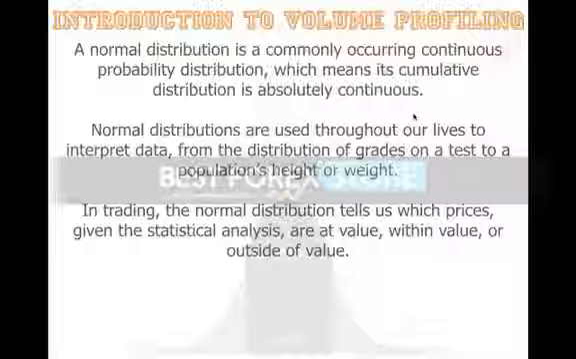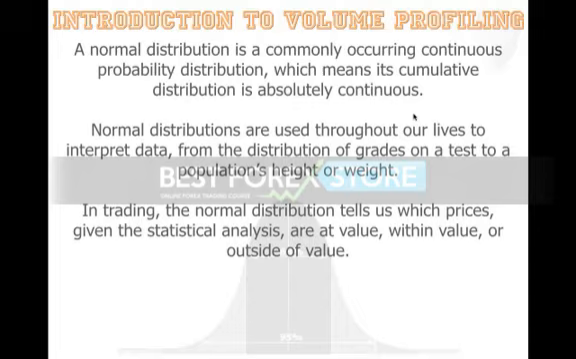So these normal distributions, they're used throughout everything we do to interpret data, from distribution of grades on a test to a population's height or weight. In trading, of course, our normal distribution tells us which prices, given this statistical analysis, are at value, within value, or outside of value. And that's exactly what we need to know to execute our core trading philosophy of auction market theory.